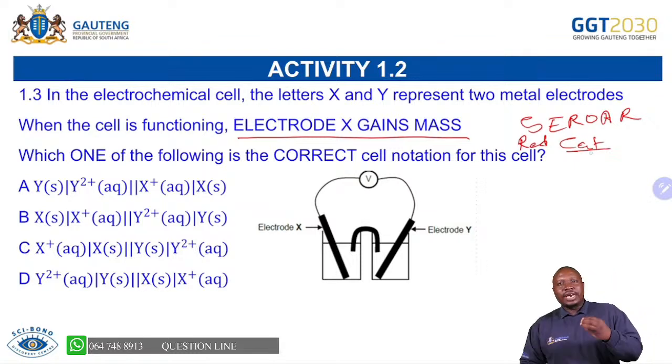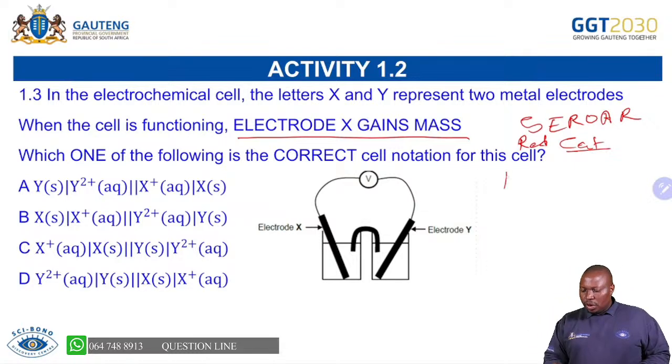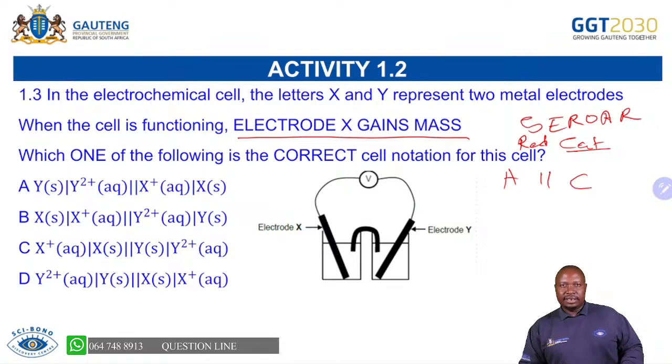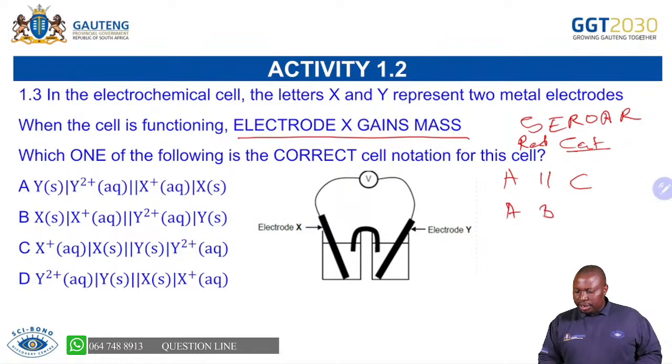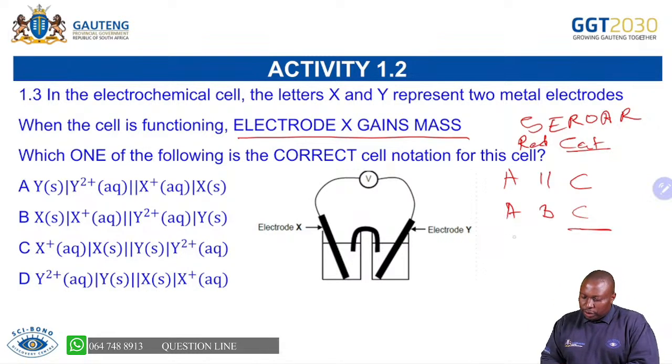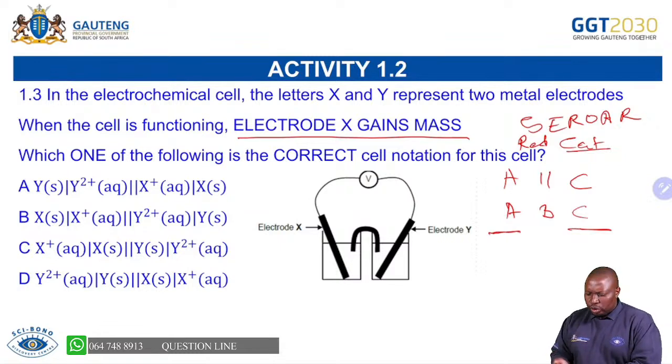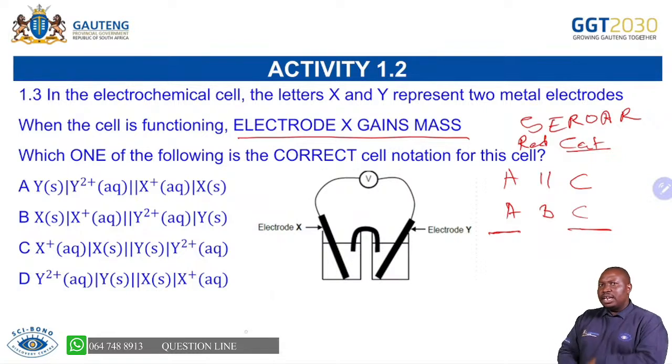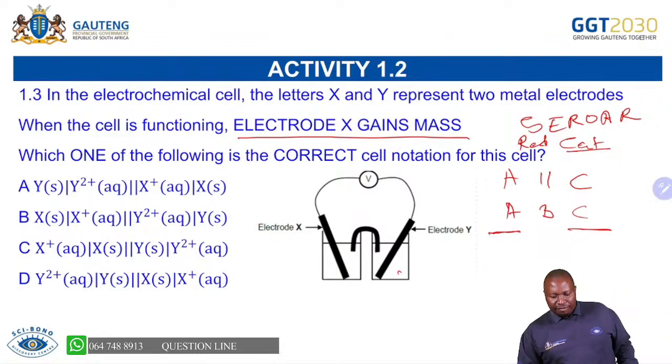And immediately when you write your cell notation, we say A, B, C: you start with the anode. So we know X already, that there is gaining of electrons, so X must be on the cathode side. And then on the anode, we know that it must be Y that is losing electrons. Another thing that I want to emphasize as we conclude is that it doesn't mean the anode will always be on the left, because there are learners who think that the anode is always on the left, but you can see that our anode is on the right of our half reactions there. So always have that understanding.